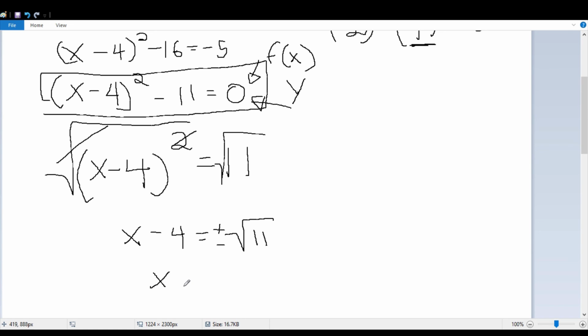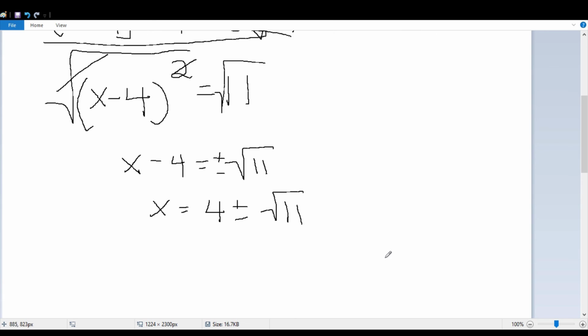Now we just solve for x, which would be basically adding 4, right? So you have 4 plus or minus the square root of 11. So that is our answer.